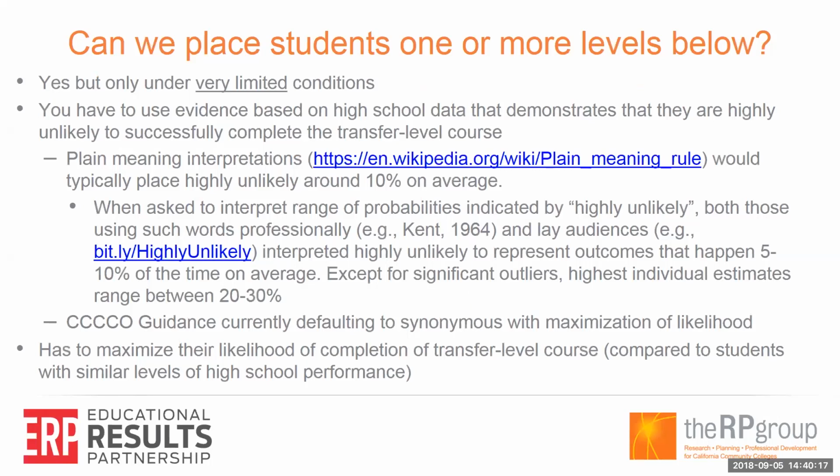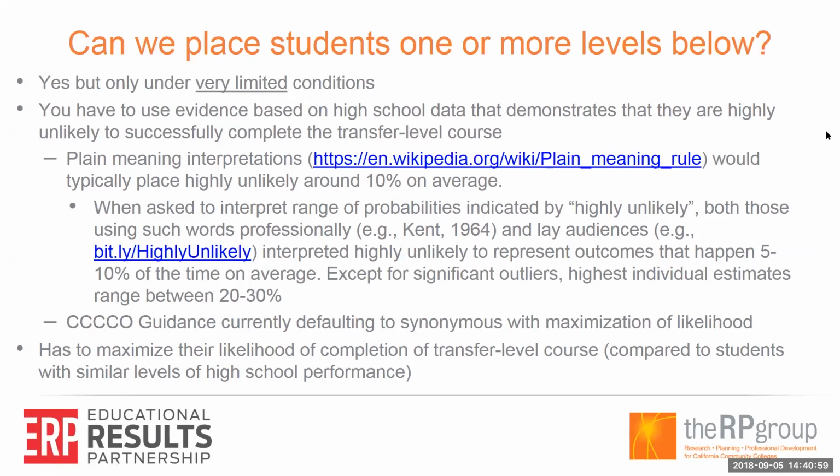So the first one that everyone asks, and we've got some things that hinted around that, is can we continue to place students one or more levels below transfer level? It's possible, but you'll need to do so under very limited conditions. First, you're going to have an evidence base that uses high school achievement to understand students' likelihood of completing the transfer level course and courses below transfer level. And you're going to have to demonstrate that they're highly unlikely to successfully complete that transfer level course. So that's the first bar. You can only assign students below transfer level if they're highly unlikely to successfully complete the transfer level course.